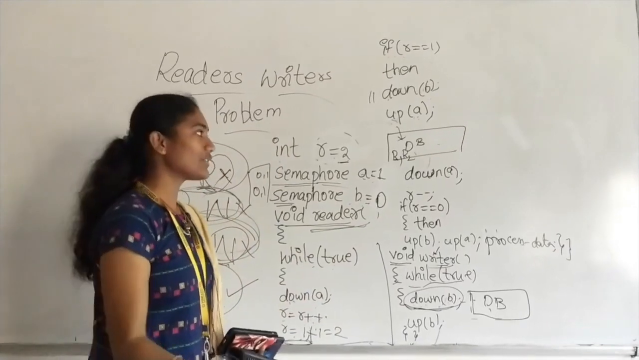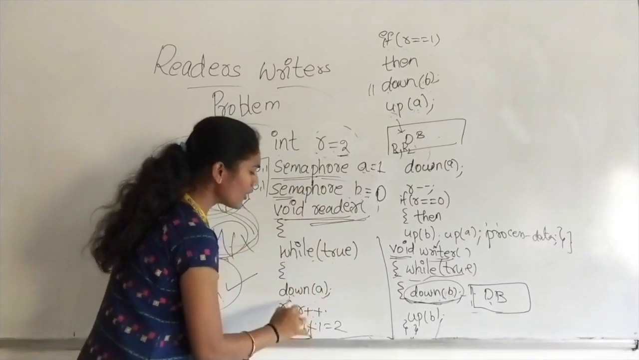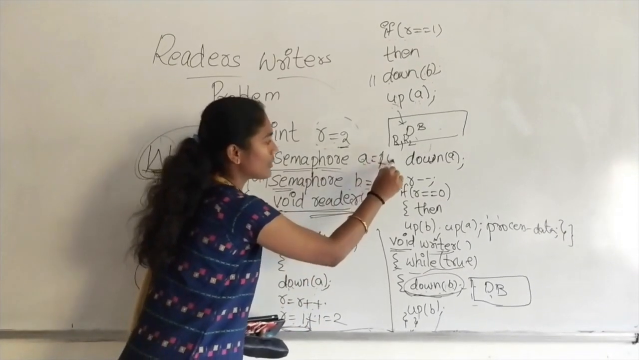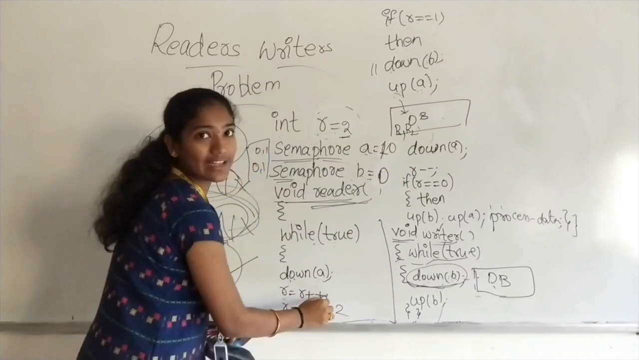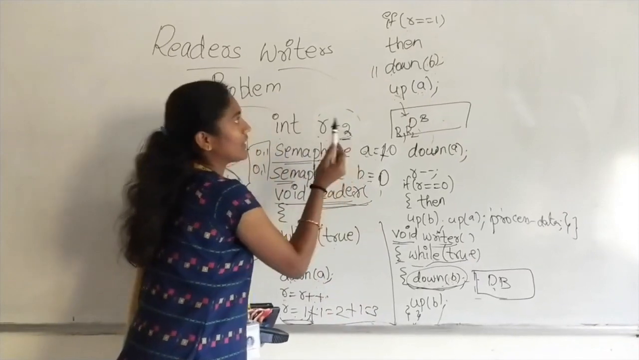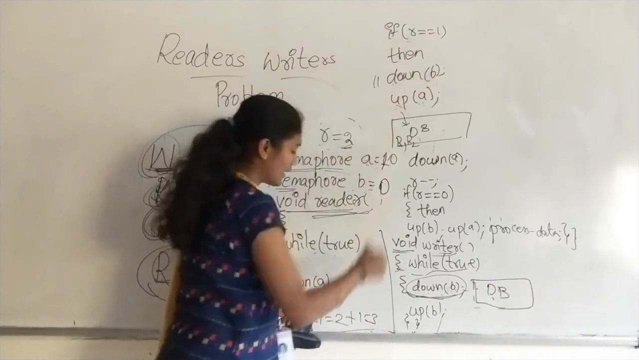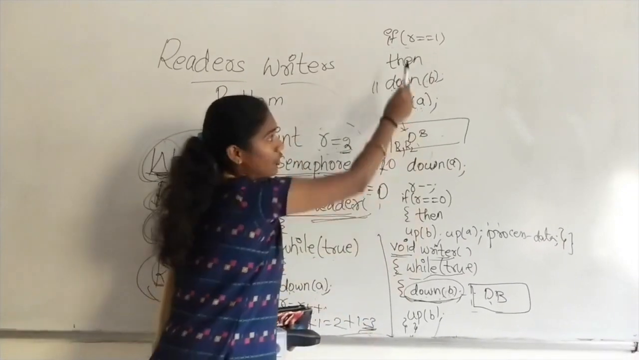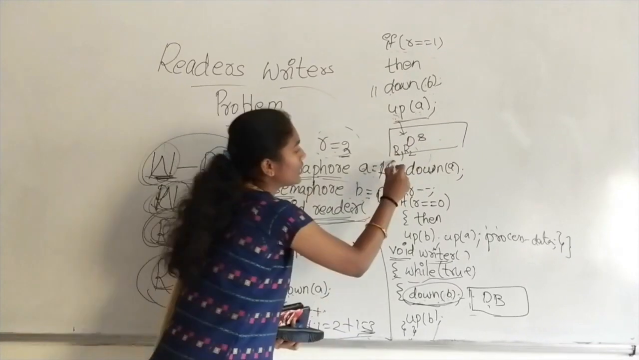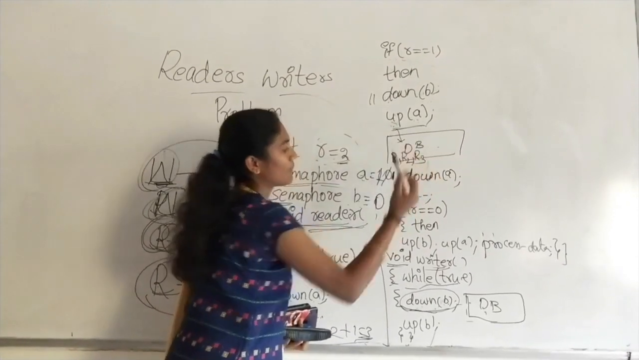Now in another case, if another reader also wants to come into the database, he will come here and decrease the value of a. So 1 becomes 0 and r value will get incremented, so 2 + 1, 3. Now the r value is 3. It will check the condition whether r is equal to 1 or not. Here we can see that r value is 3, it is not equal to 1. Again it will increase the value of a. Again it will increase to 1. Another reader also came inside.